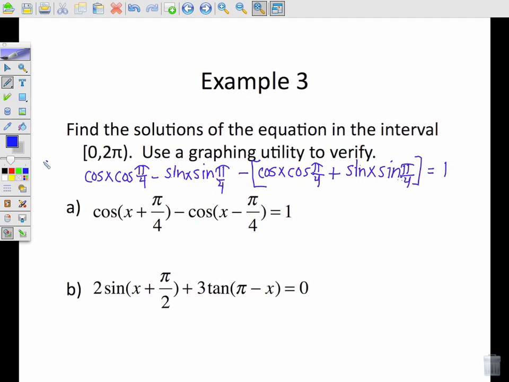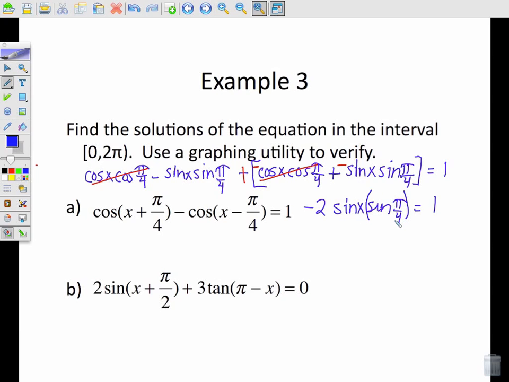equals 1. What I noticed here is because I'm subtracting, here I'll show you what happens when we apply the subtraction. So I'm going to add the opposite here, and what happens is I've got my cosine x, cosine pi over 4. They are actually going to cancel. This cancels out with this one. They're opposites. So that leaves me with a negative 2 sine x, sine pi over 4 equals 1. Combining my like terms there.